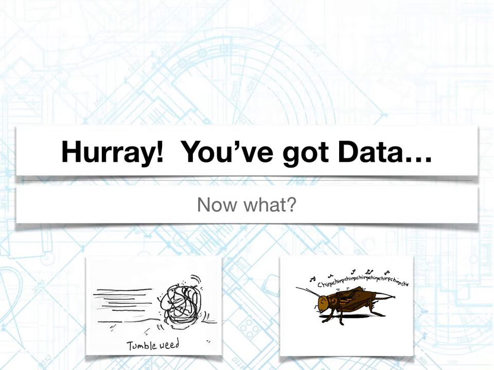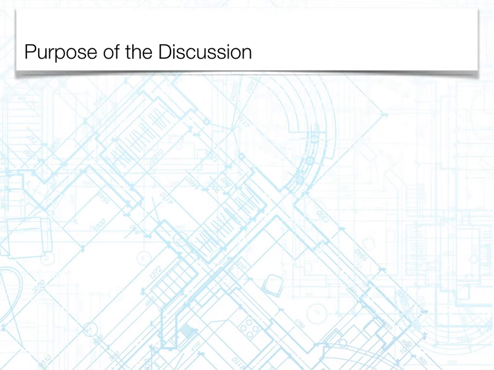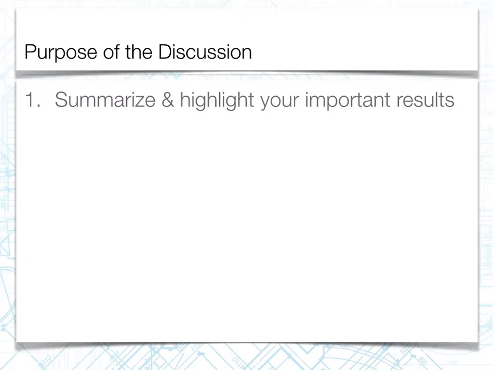Oftentimes, there's great excitement once your research project has completed data collection and you've got something to work with. The trouble is what to do with your data. Interpretation is a tricky business. There are generally 5 tasks that the discussion section needs to address.